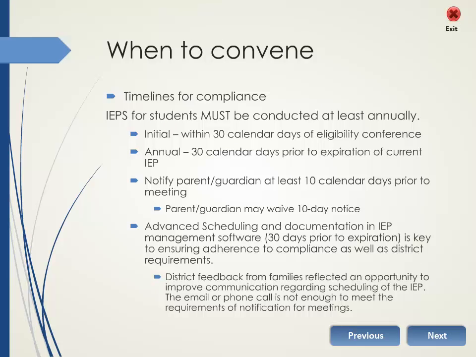Parents or guardians should be notified in writing at least 10 calendar days prior to the proposed meeting date. Included in this notice should be the date, time, and location of the meeting, as well as who is invited. If desirable, the parent or guardian may waive the 10-day notice and the meeting can proceed before the 10 days elapse. An initial IEP should be scheduled within 30 calendar days of the eligibility conference. Best practice for annual IEPs is to schedule them 30 days in advance of the expiration of the current IEP. This allows time to gather information and to deal with any scheduling conflicts which may arise.